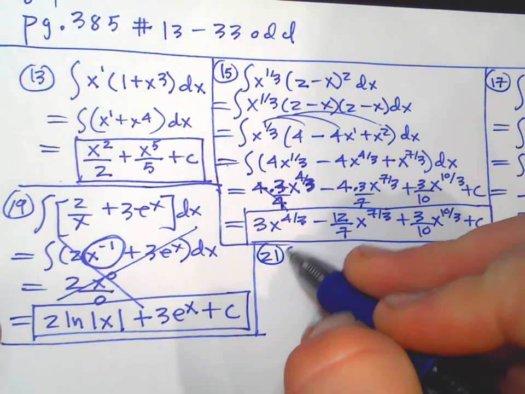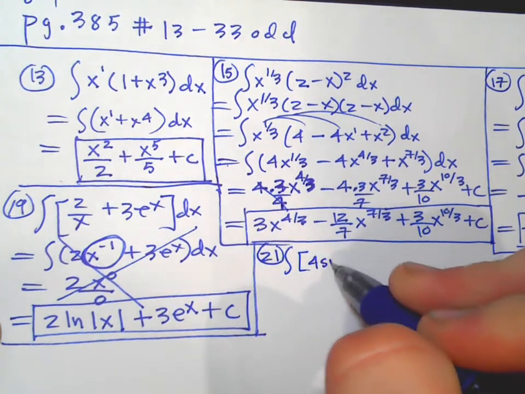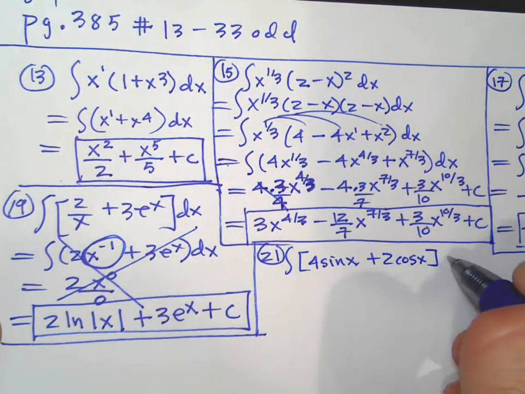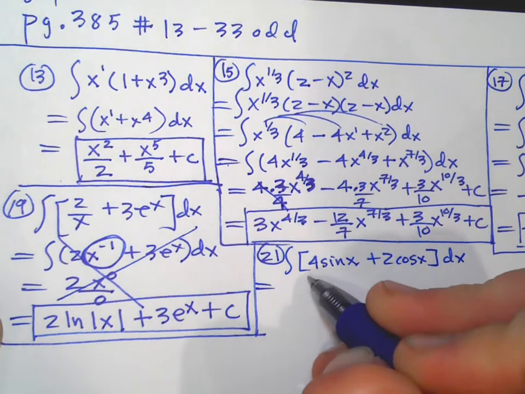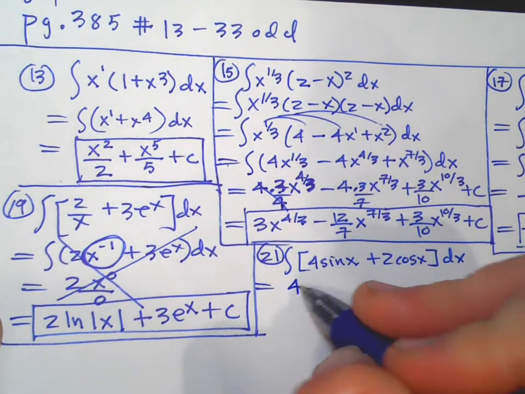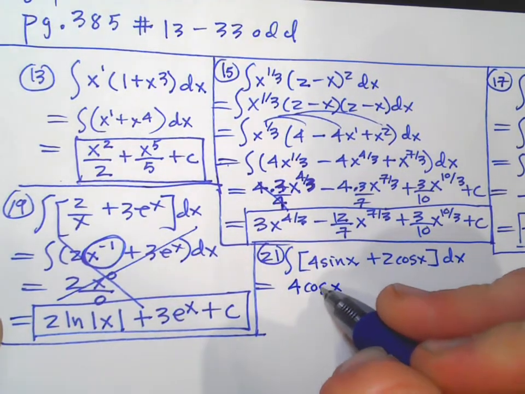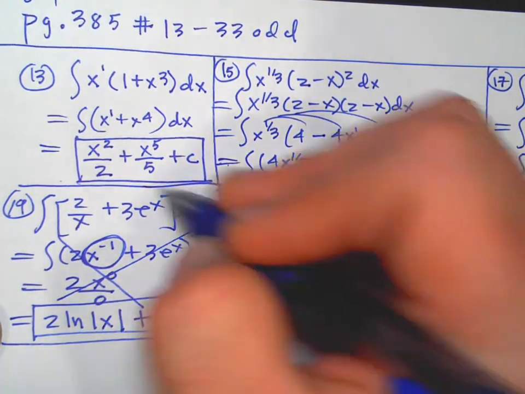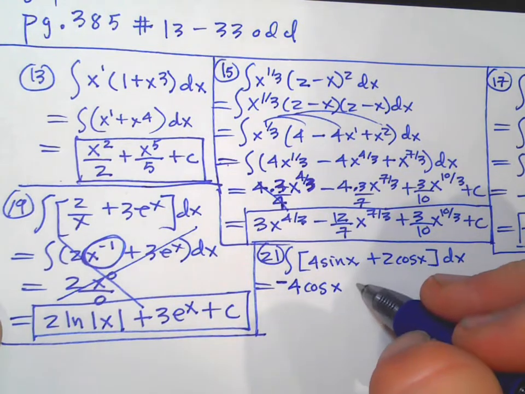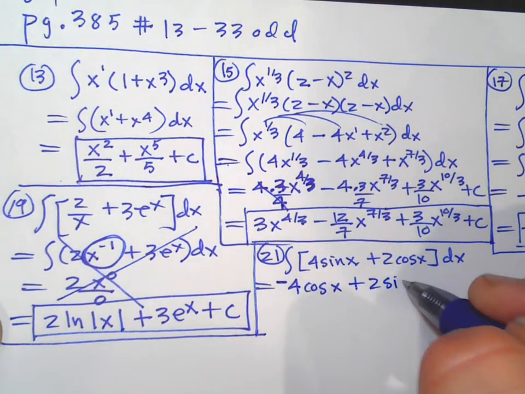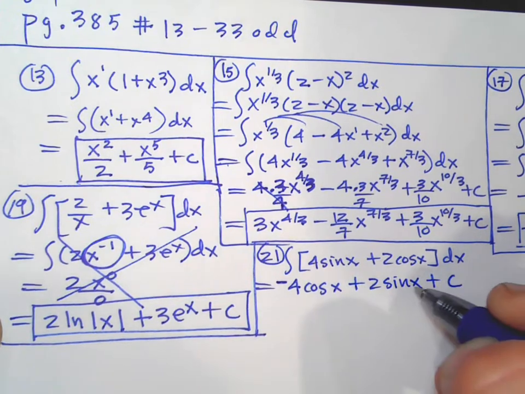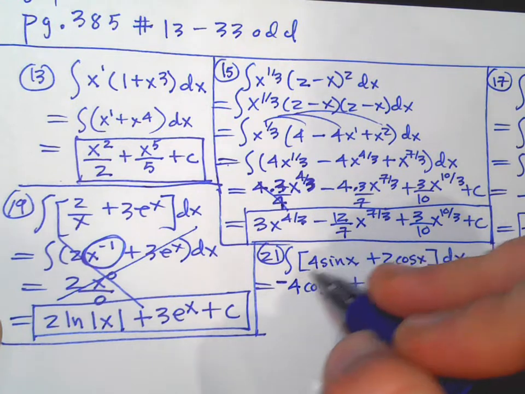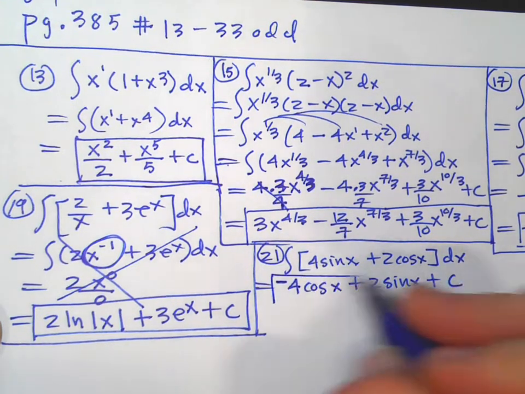Okay, 21 is 4 sine x plus 2 cosine x dx. Need those grouping symbols. So the antiderivative here, it's going to be 4. It's going to have a cosine x, but the derivative of cosine is a negative sine. So remember, you can check your answers. If you take the derivative of this, it should give you what you had to begin with, right? Plus 2 sine x. And you're like, is it positive? Is it negative? Well, if you take the derivative of sine, you get positive cosine. Perfect. If you take the derivative of cosine, you get negative sine. Not good. Add an extra negative. Okay?